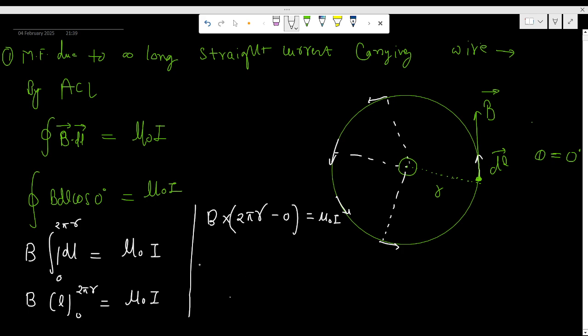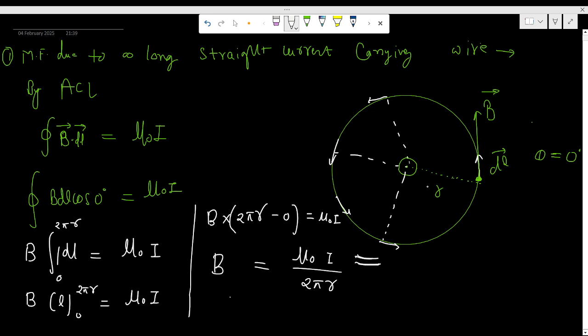So what is the value of B we got? We got B equals mu naught I by 2 pi r. That's how you can find the magnetic field due to an infinite long current carrying straight wire at a distance r from the wire. So that's how we can find the magnetic field.